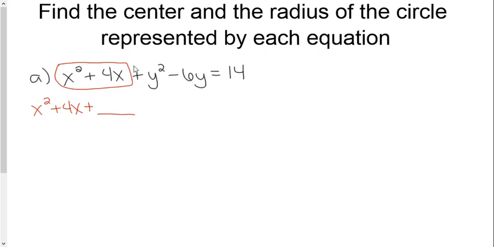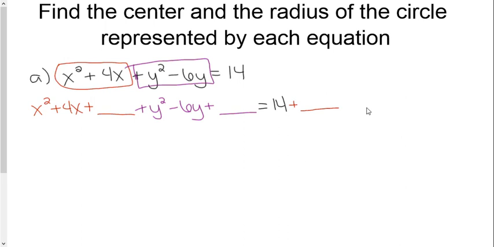And I'm going to do the same thing for my y's. So let's add those. So plus y squared minus 6y plus an imaginary number, because we don't know what it is yet. And this is going to be equal to 14 plus our first random number plus the second one, because whatever you do to one side of the equation, you also have to do to the other side.